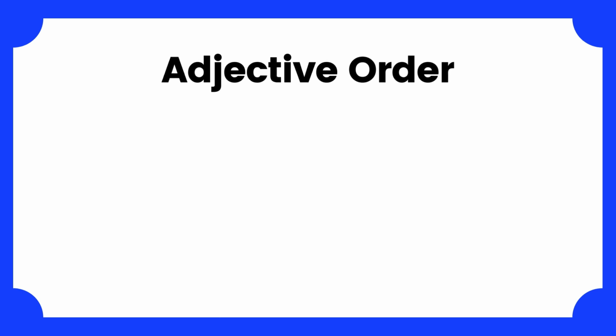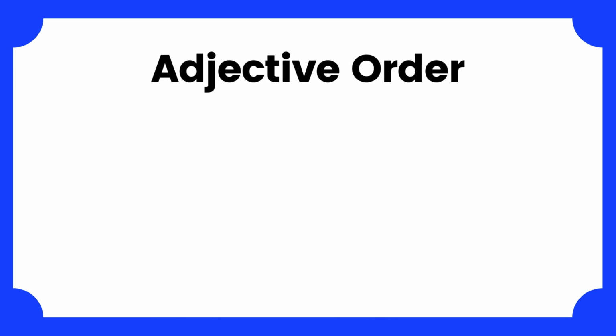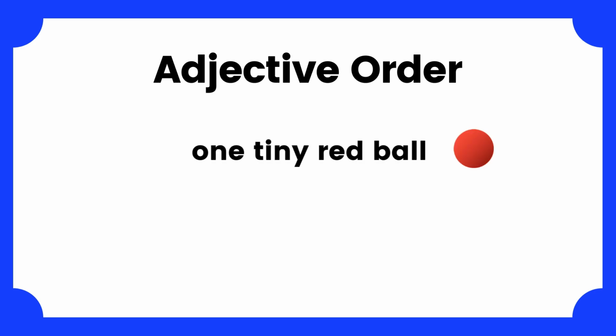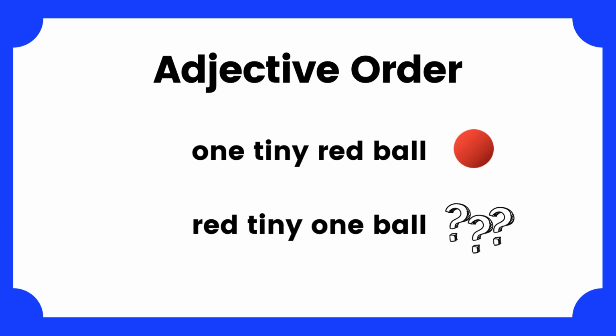There are many categories of adjectives in English, and sometimes we can use 3 to 4 to describe one noun, although we usually don't use more than that. The category an adjective falls under determines the order in which we use it if there's more than one adjective. For example, we would say one tiny red ball to describe this ball, but we wouldn't say red tiny one ball. It just sounds wrong. Let's learn what the rules are.